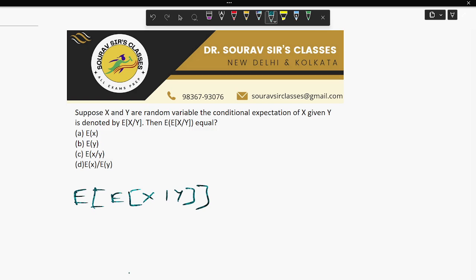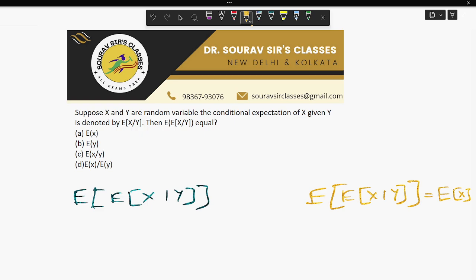So now, what is the law of total expectation? The law of total expectation states that for any two random variables x and y, we can write that the expectation of this thing is equal to the expectation of x. This means that the expected value of the conditional expectation of x given y is equal to the unconditional expectation of x.